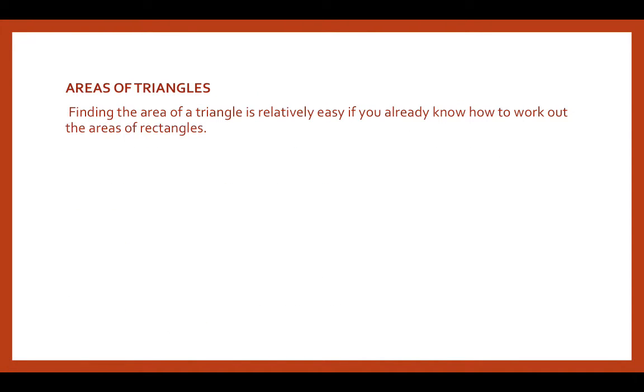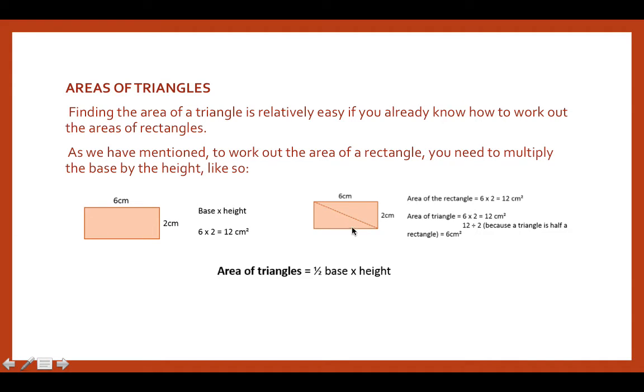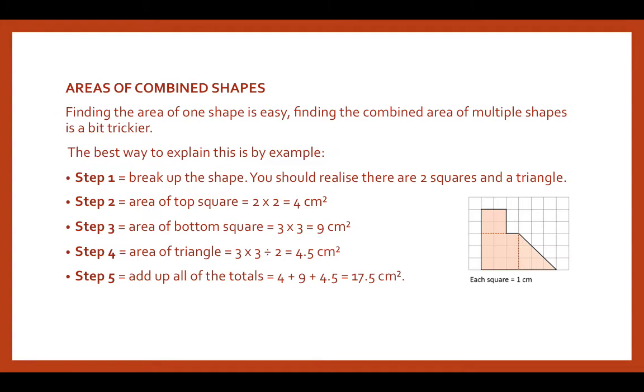So finding the area of a triangle is relatively easy if you already know how to work out the areas of rectangles. So as we've mentioned, to work out the area of a rectangle, you need to multiply the base by the height, like so. So areas of triangles is half the base times height, okay? So for a rectangle here, we've got 6 times 2 is 12. And if you're trying to find the area of this triangle here, you would do 6 times 2 is 12, but then you would divide it by 2 to give you 6, okay?